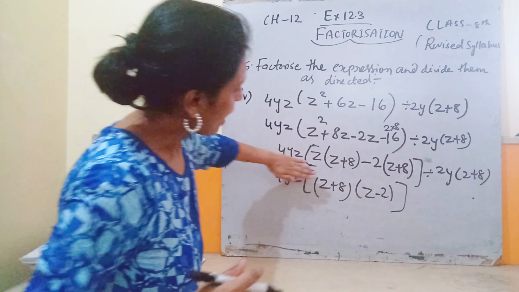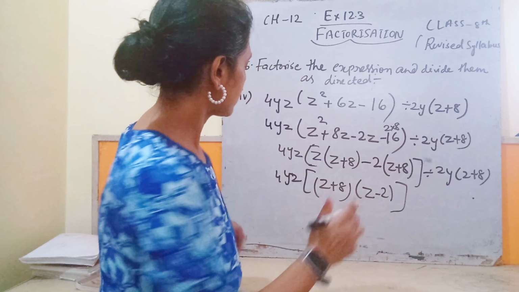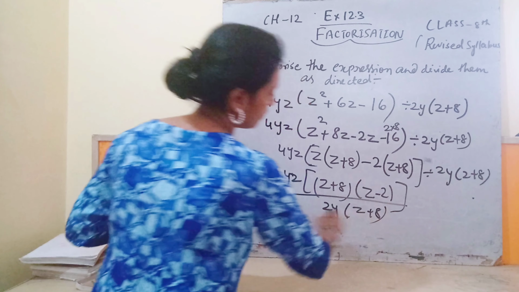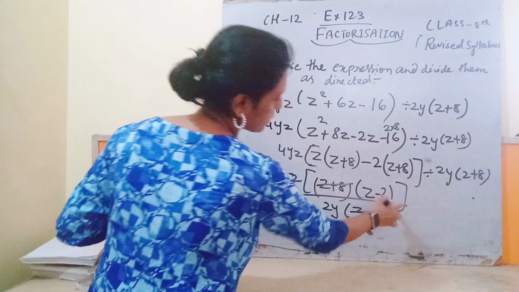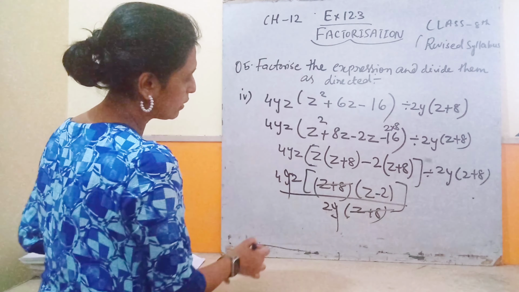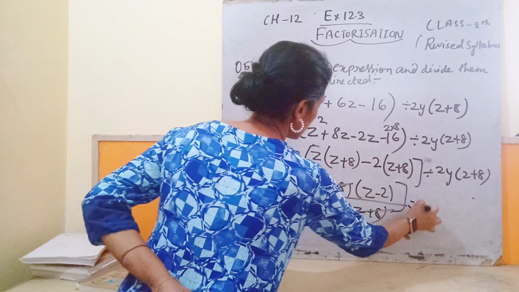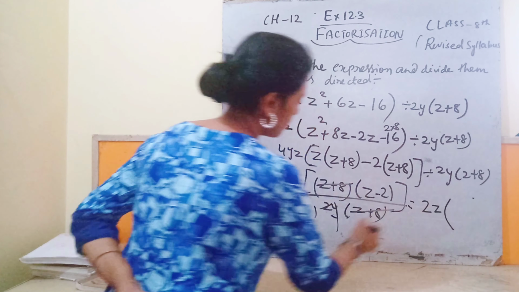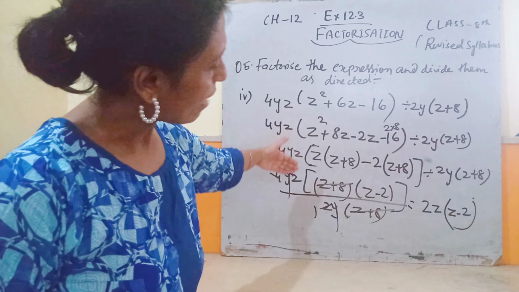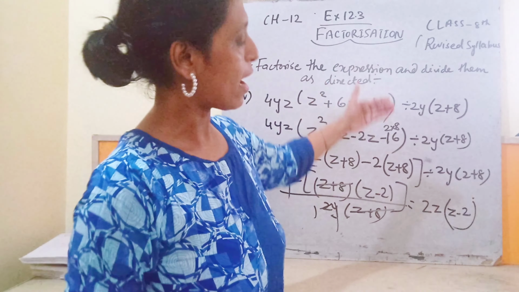So we have factorized this given expression. Now we have to divide with 2yz plus 8. Now this z plus 8 and z plus 8 will get cancelled. And here this y will get cancelled, and 2 1s are 2, 2 2s are 4. So we are left with 2z in bracket z minus 2. So this is the way: first we have to factorize the given expression, simplify it, and then divide.